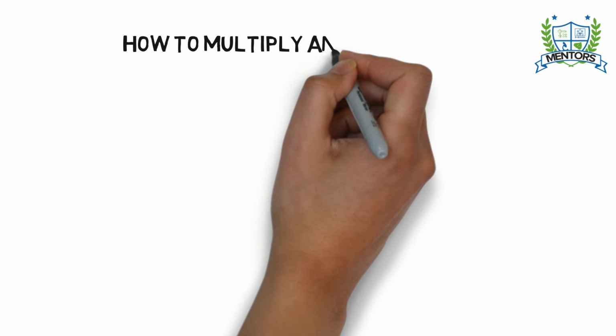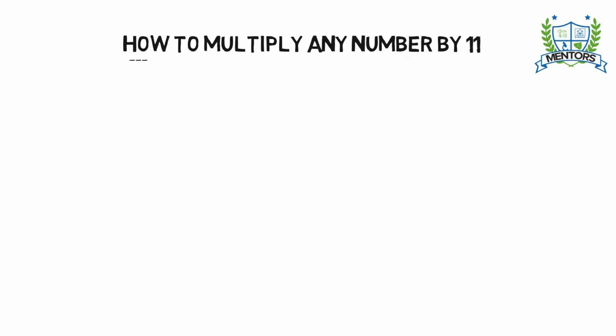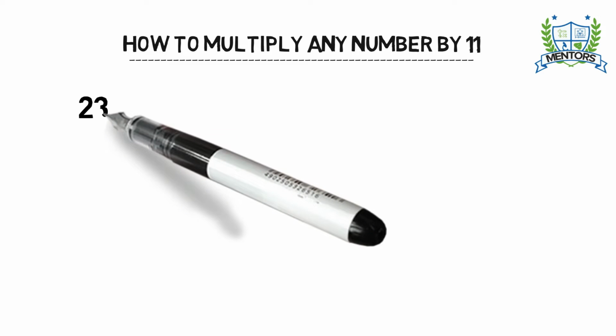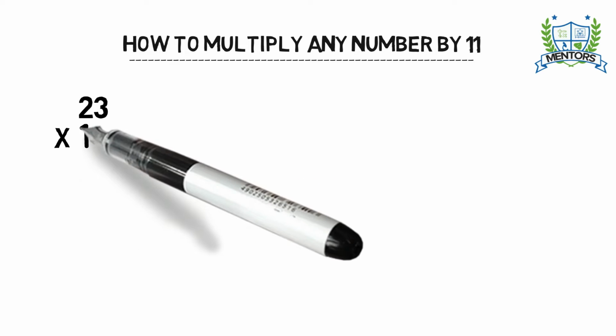In today's episode, we are going to watch how to multiply any number by 11. To do that, let's take up an example. Here, we are going to take an example of 23. So let's multiply 23 into 11.